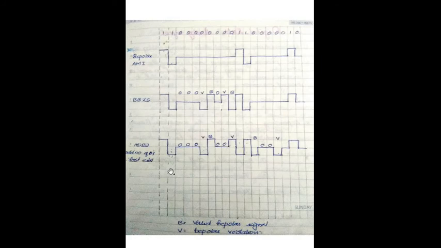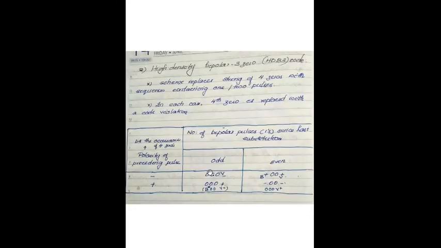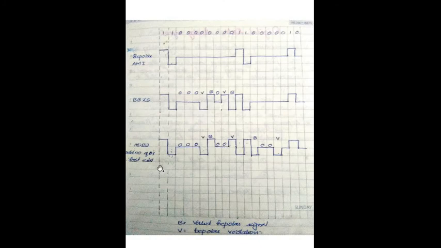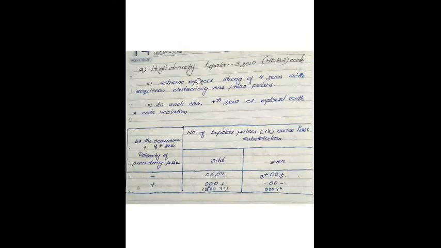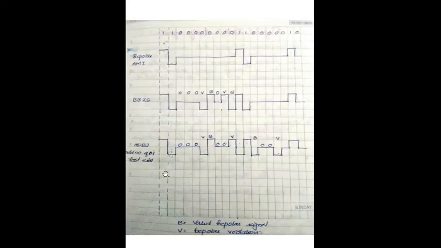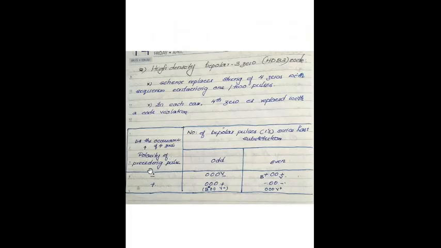So listen carefully. Here we are considering HDB3, and you have to notice that first you have to check if there are 4 consecutive zeros. Here we have 2 sets of 4 consecutive zeros: 1 2 3 4, again 1 2 3 4. Then you have to check the polarity of the preceding pulse.